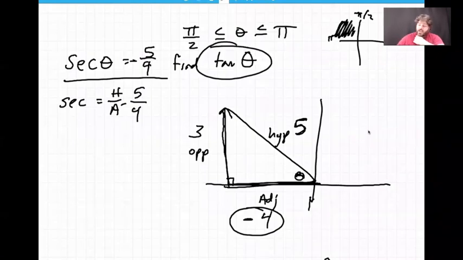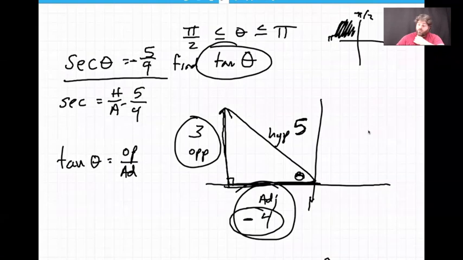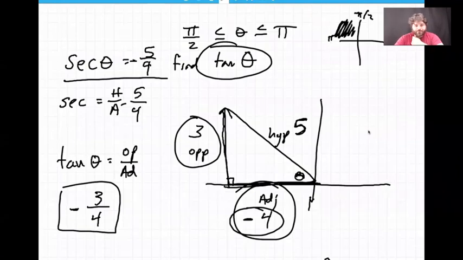Okay, so that means that we've got all our sides labeled. Now we just got to find the tangent. Remember, tangent is opposite over adjacent. So opposite is 3, adjacent is negative 4. So 3 over 4, but it's a negative 4. So negative 3/4 would be the answer there.